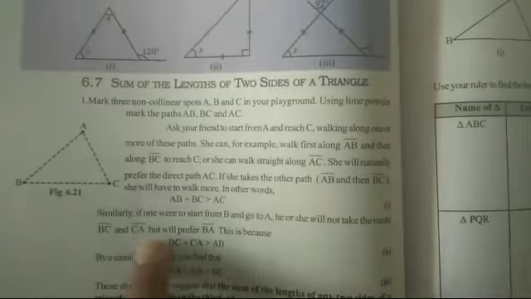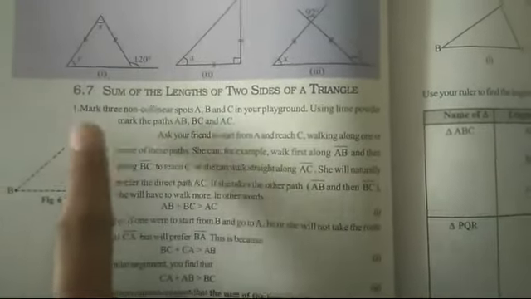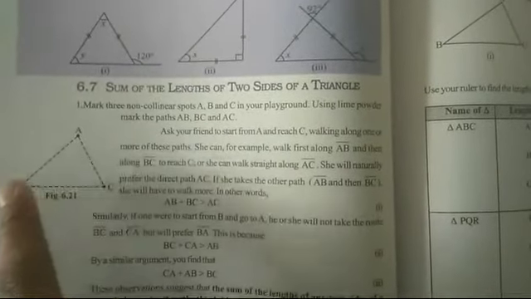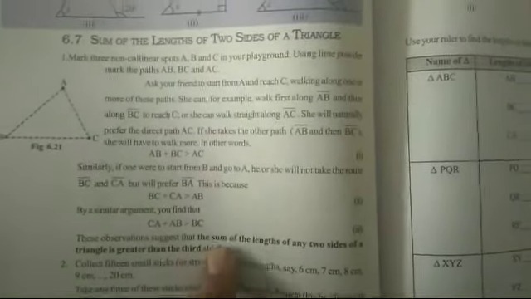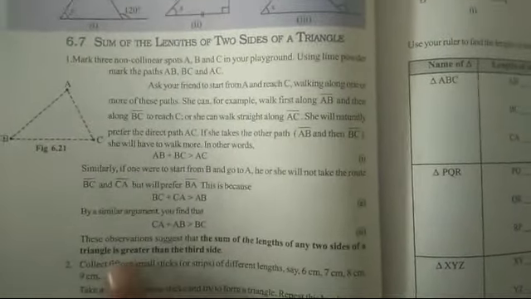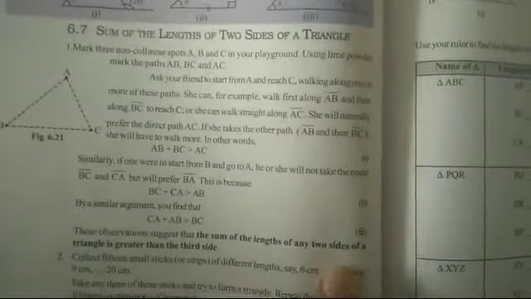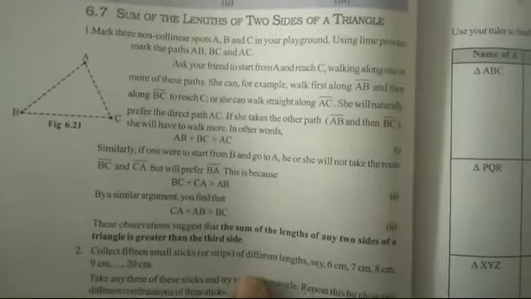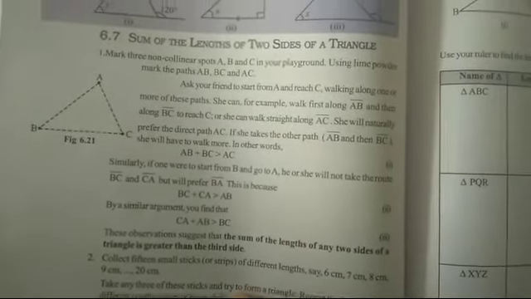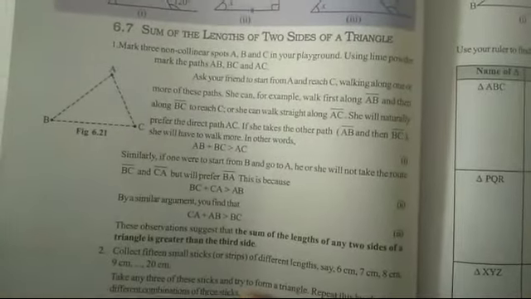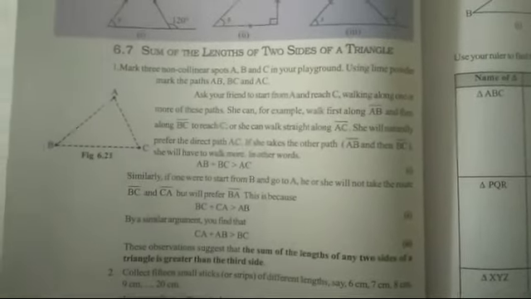Likewise, if we add BC and AC, it is greater than AB. If we add AB and AC, it is greater than BC. So the sum of the lengths of any two sides of a triangle is greater than the third side. If this is the case, then only a triangle can be formed, otherwise it cannot be formed. It is a property of a triangle that the sum of two sides is always greater than the third side.